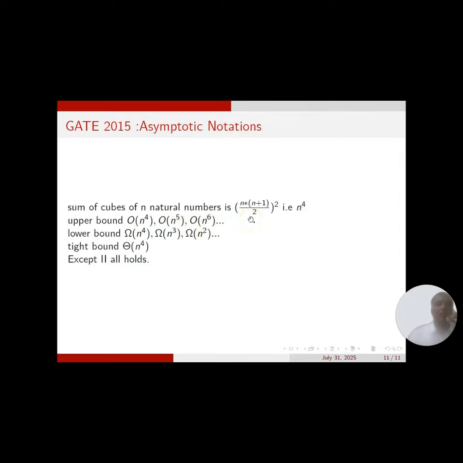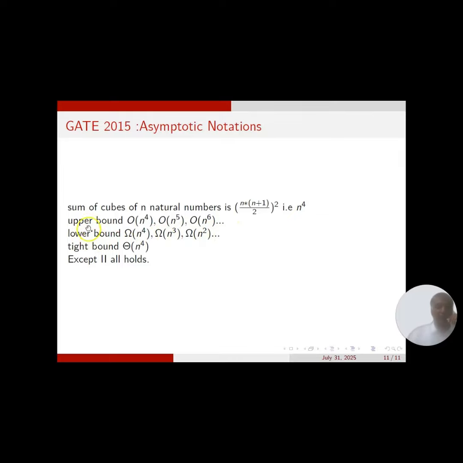Now similarly, from the omega definition, we can say that f of n is greater than or equal to c into g of n. So n power 4 is greater than or equal to n power 4, n power 4 is greater than or equal to n cube, n power 4 is greater than or equal to n square. From that we can say that it is omega of n power 4, omega of n cube, omega of n square, and so on.